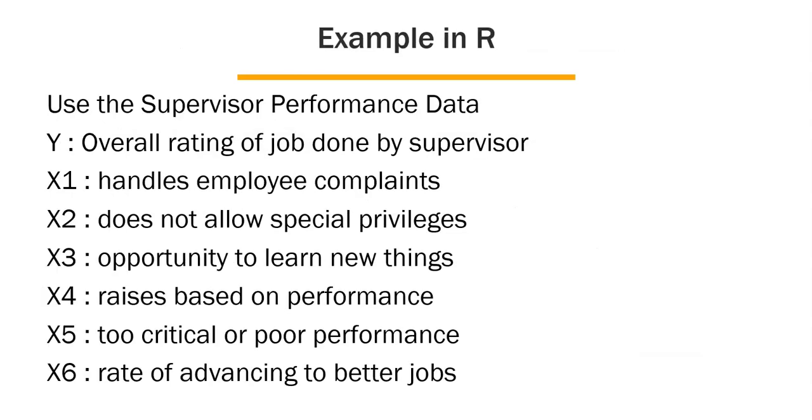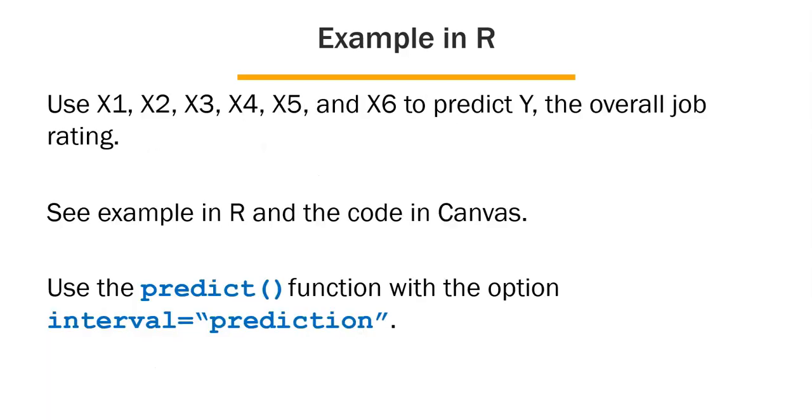You can use an example in R. It's the same base example as the video where I talked about confidence intervals, again using the supervisor performance data. You can pause if you want to read off the variables there. Moving on, we're just predicting y, the overall job rating. I'm going to show the example in R. It's the same set of code as used in the confidence interval video. You're going to use the predict function, but now one of the options changes. Where it says interval, instead of using confidence, you use prediction. I'll illustrate that for you.